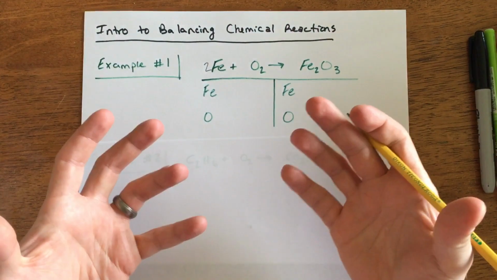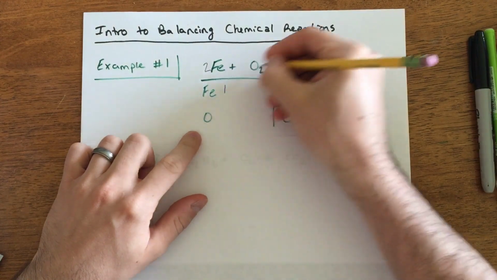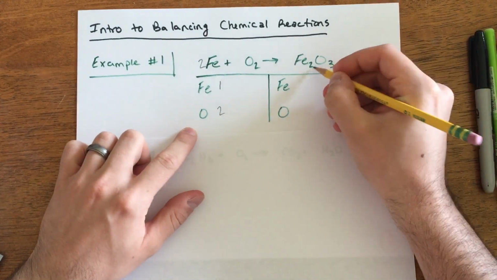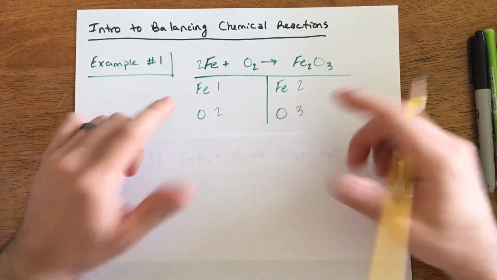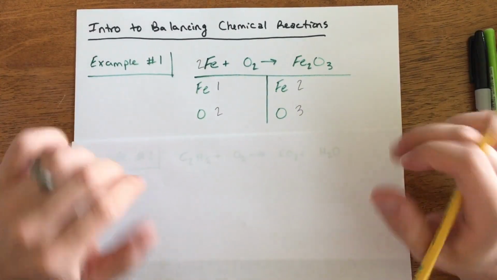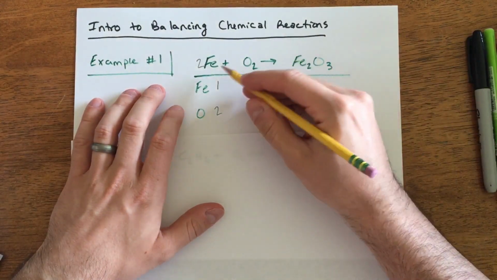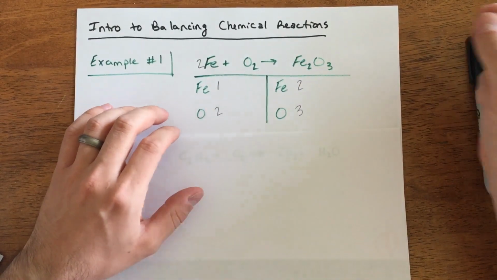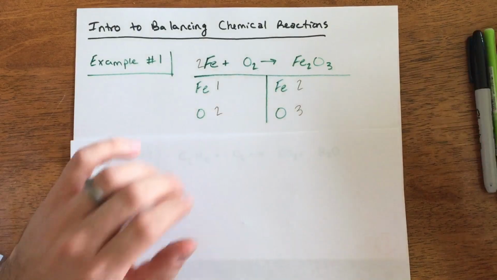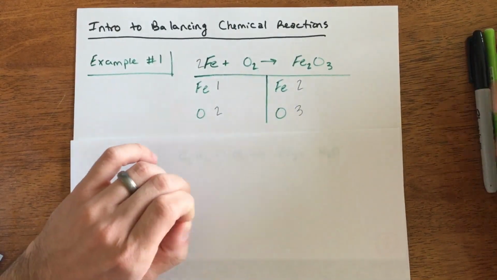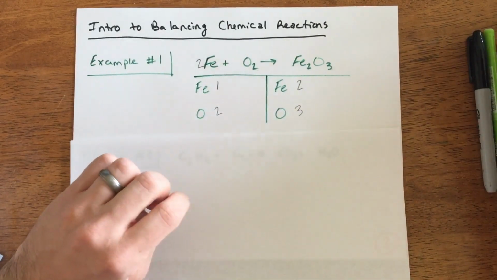Okay, now I jumped ahead a little bit. The very first thing I would normally do is count all the atoms. So at first there was 1 iron and 2 oxygens, and there's 2 irons and 3 oxygens. Those are not balanced, which means we're going to have to add some coefficients to balance them out. Now, a super common misconception or error is people try to change the subscripts. You cannot change the subscripts in a chemical reaction once it is set, because that changes the compounds involved, it changes the reaction. You can only change the coefficients. You can change the number of the molecules you have, you cannot change the molecules themselves.